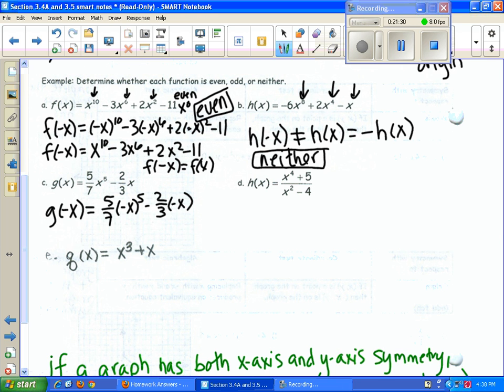When I do this, notice that my signs are going to change, so I get g of negative x is equal to negative 5 over 7 x to the 5th, and this would become plus 2/3 x. And notice that it's the opposite of what we had before, so that means that g of negative x is equal to the negative of our function. Therefore, because of this right here, we have an odd function.